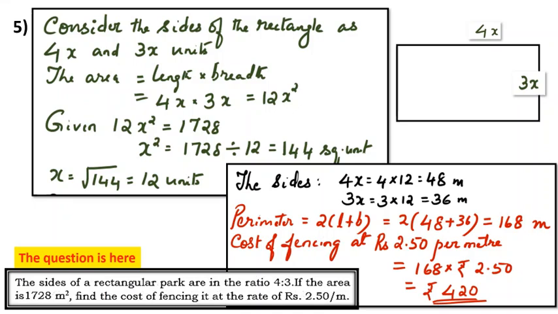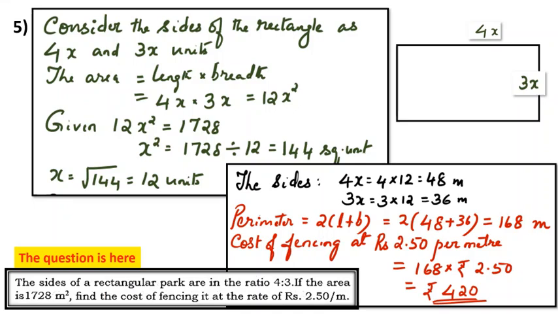So fencing means 2.50 per meter. For 1 meter, 2.50 rupees. So we have to multiply. For 168 meter, how much? So 168 into 2.5 rupees. So answer will be 420 rupees. Remember that. Okay.